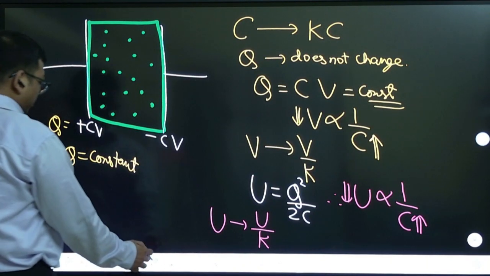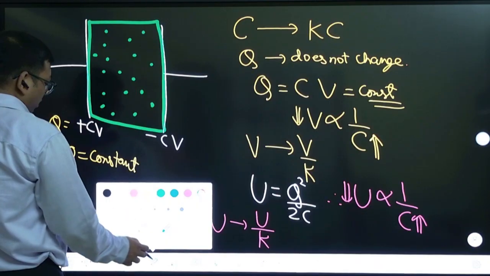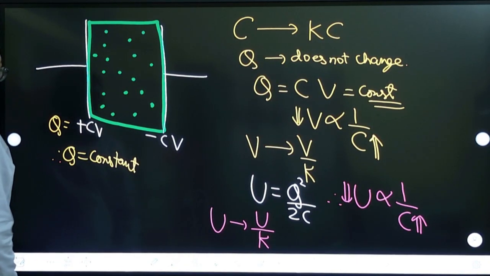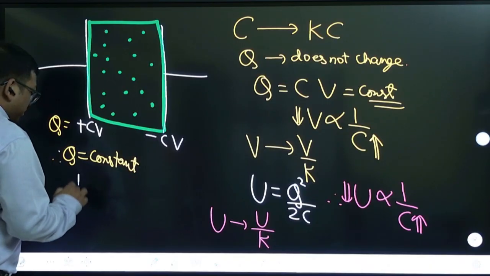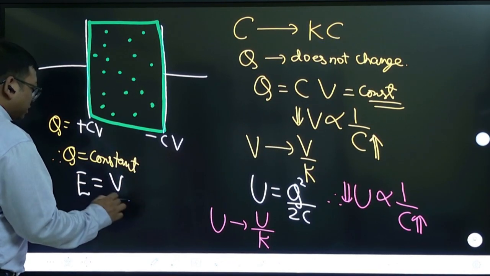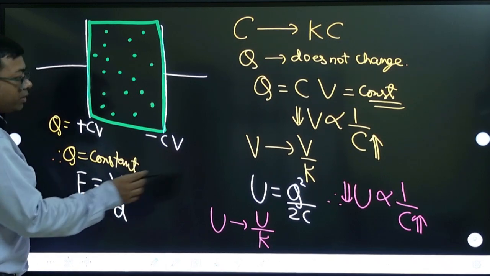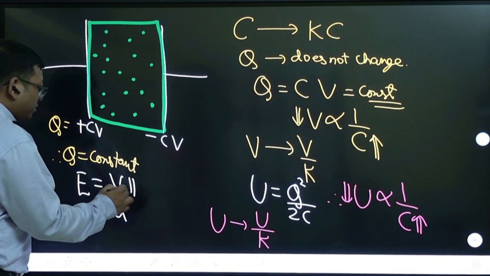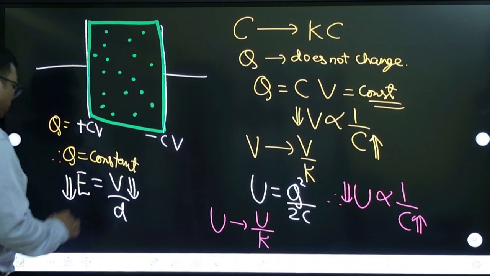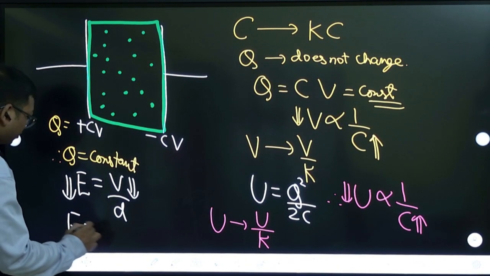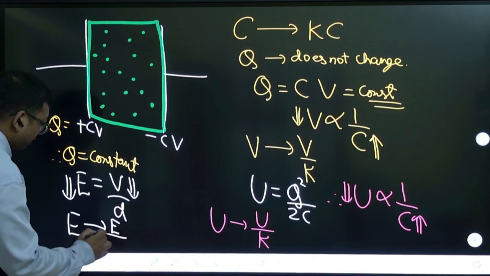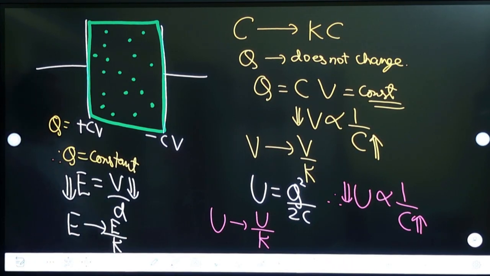What about the electric field? Electric field also you check now. If you apply the same logic, electric field is V by D. Distance we are not changing. So V is changing, right? V is decreasing, so electric field will decrease. Here also the same factor. So electric field changes from E to E by K. Clear?